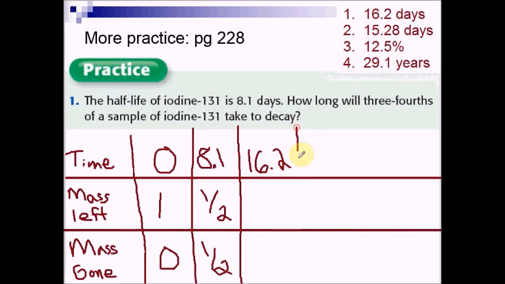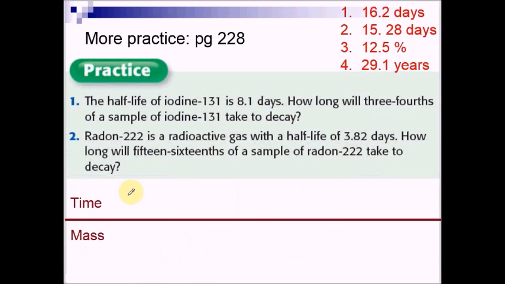That's 2 half-lives. And after 2 half-lives, then 1/4 of our original sample would be left, and so if 1/4 is left, then 3/4 is gone. And that's how we got our answer there of 16.2 days for number 1. Okay, let's try number 2.